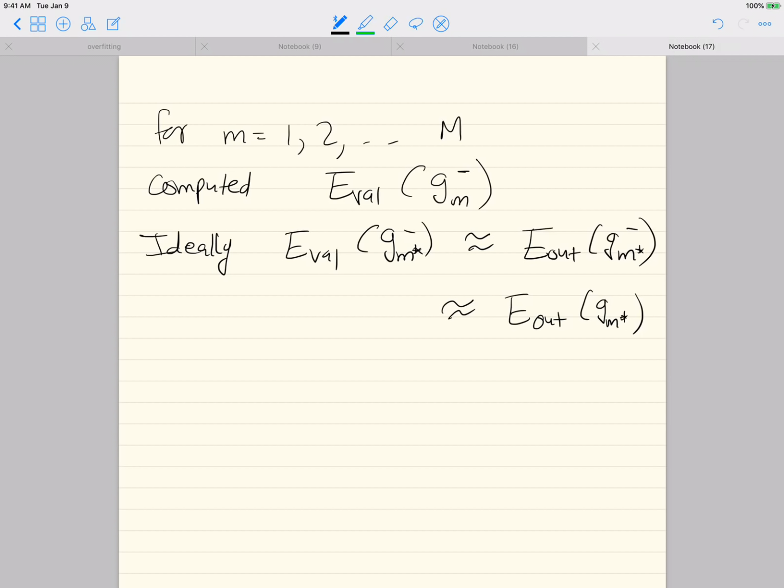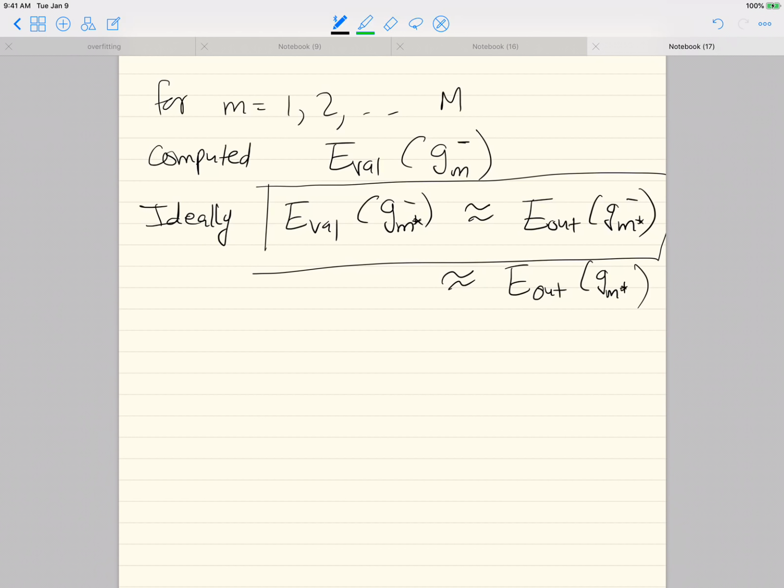So let's not worry about the second approximation for now. We'll assume that n minus k is large enough so that that holds. We'll only focus on the first approximation. We will try to focus on this approximation. Under what conditions is Eval of gm star minus the same as E out of gm star?